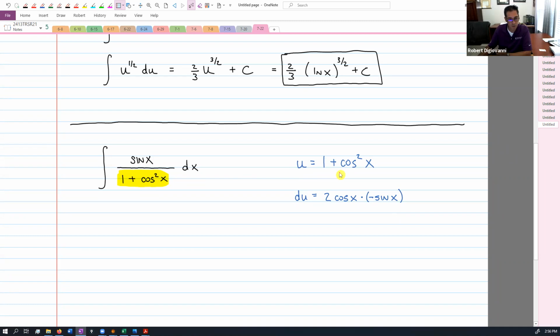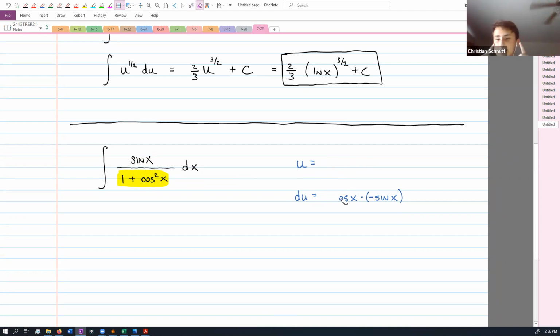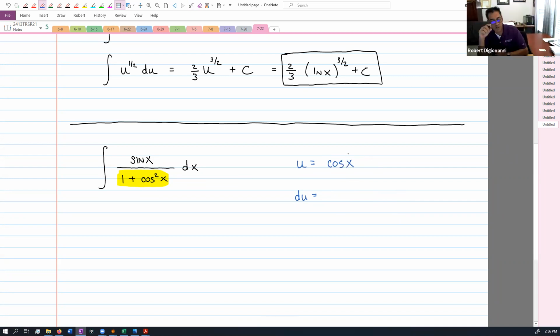Christian, what do you have? Cosine x on the bottom, and it's just cosine x, not the plus one. Just cosine x, and then the sine. So you could rewrite u to be cosine of x? Would it still be the same thing? Well, he's saying it's off by just a constant.